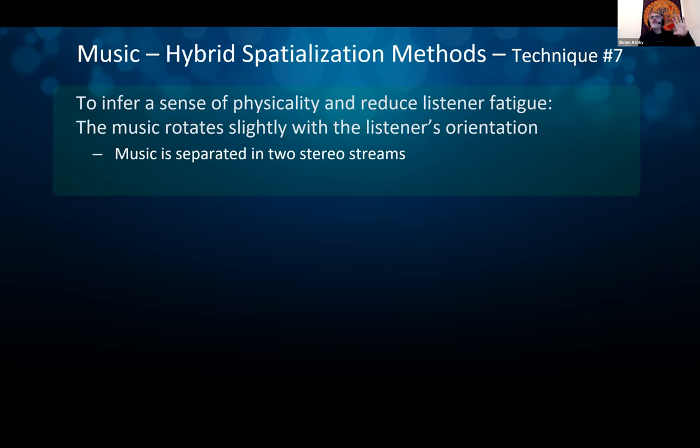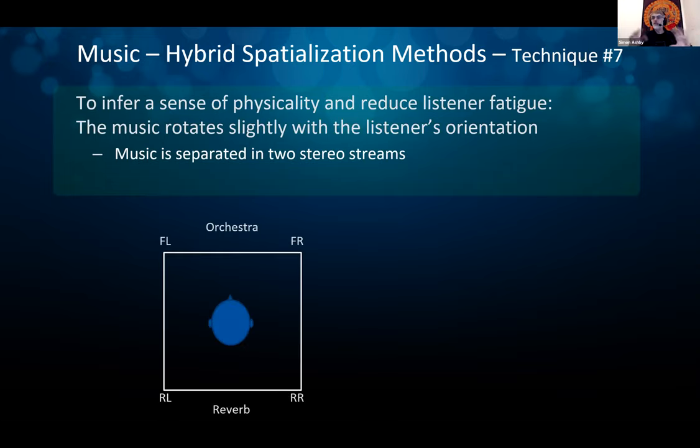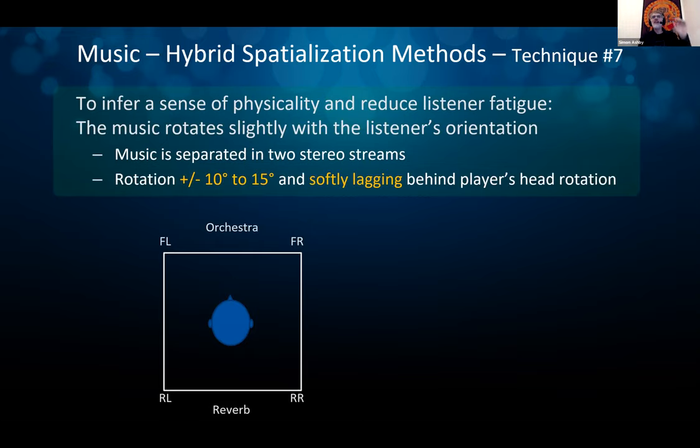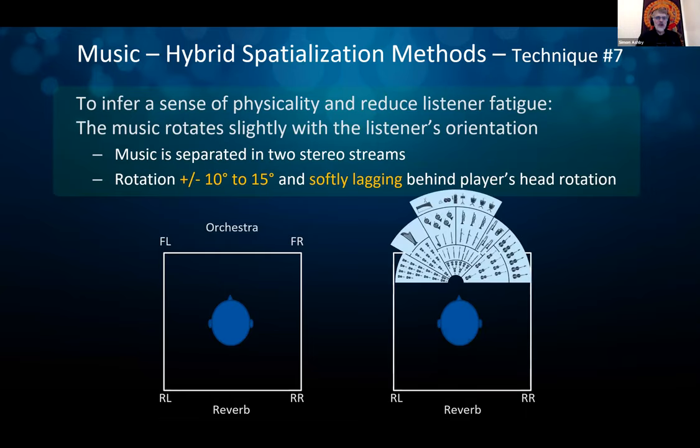First of all, they separated their quad music into two stereo streams. In front was the orchestra, the rear was the reverb. This is quite typical to export. But then the cool thing was they said, how about when the player is moving their head, we softly rotate, not exactly following the head, just by 10, maybe 15 degrees, that orchestra, just the front layer, not the rear, but softly lagging behind your movement. I don't know how well that will carry through in the video and the conference, but look at the head and how the orchestra will follow, softly lagging behind a bit, and it looks like this.